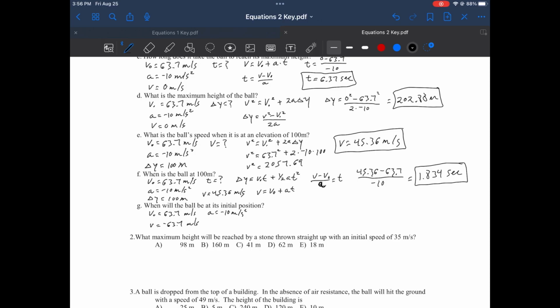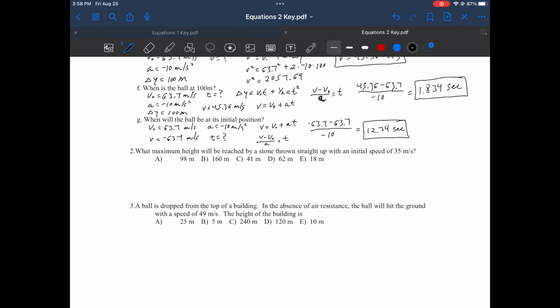And then when will the ball? So it's looking for time. In the previous problem, we've already solved and rearranged the VOTAT equation for time. So we know that time is going to be equal to v minus v naught divided by a. That's simply a rearrangement of the VOTAT equation, v equals v naught plus a times t. So we've got negative 63.7 minus 63.7 divided by negative 10, like 1.274, something like that. Or 12.74. Yeah, 12.74 seconds.